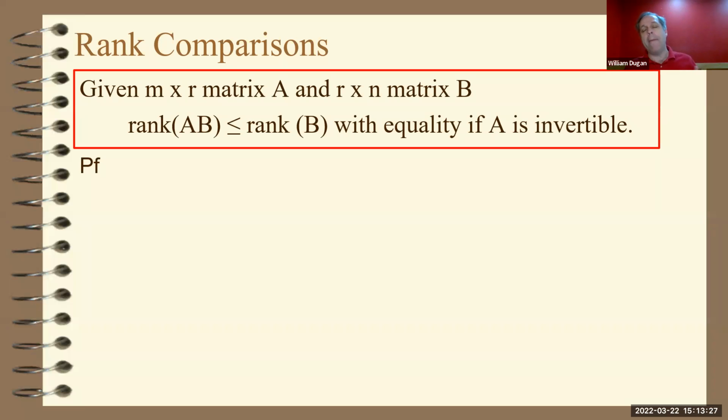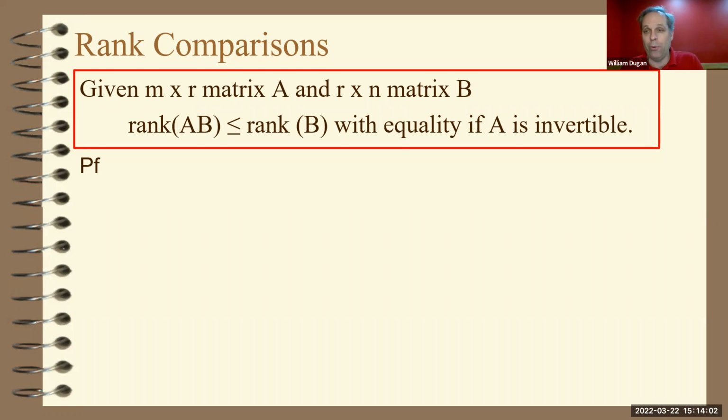So if you're given an M by R matrix A and an R by N matrix B, then the matrix A times B is well defined. It's just an M by N matrix. Notice that A times B and B have the same number of columns, N. I'm going to prove to you that the rank of A times B is at most the rank of B. And actually it's equal if A is invertible. Now be careful, they can be equal and yet A is not invertible. But if A is invertible, then these two things have to be equal to each other.